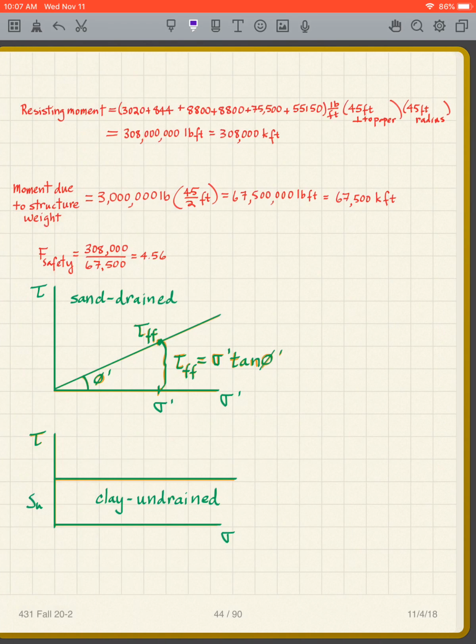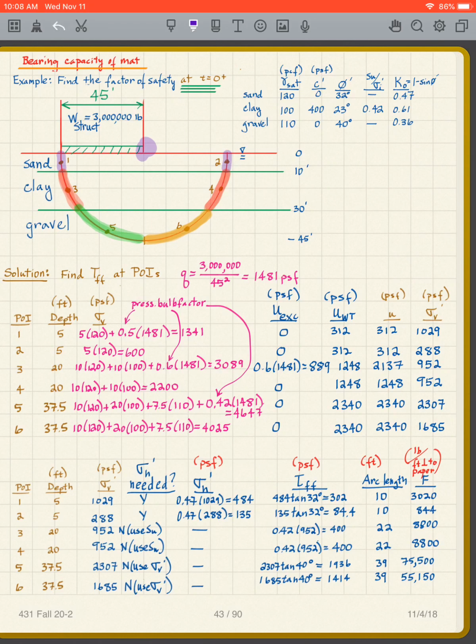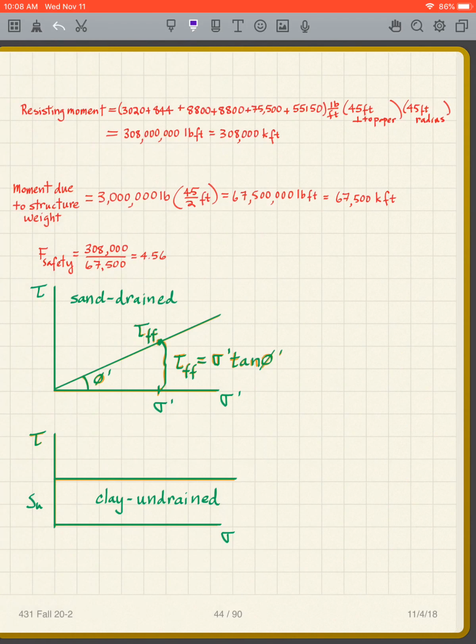Okay, so our resisting moment is going to be that force, the sum of that force times the 45 feet. So in other words, we're taking moments about where? We're taking moments about this point here. That's 45 feet everywhere. So that is our resisting moment arm. That's the radius there. This is where I used it.